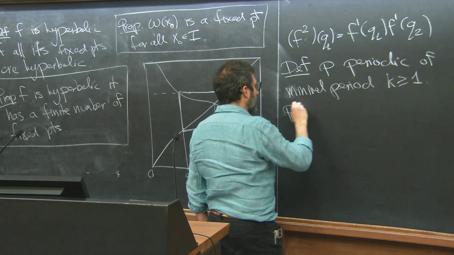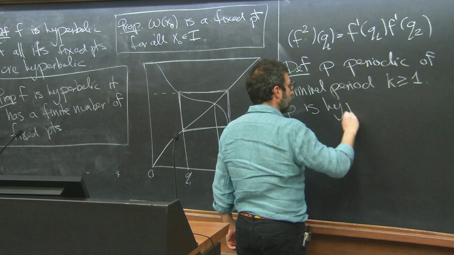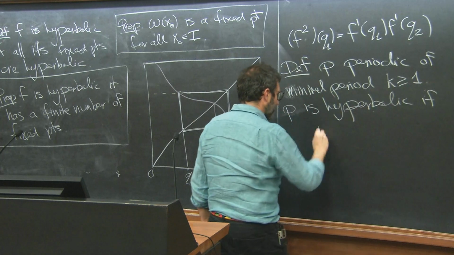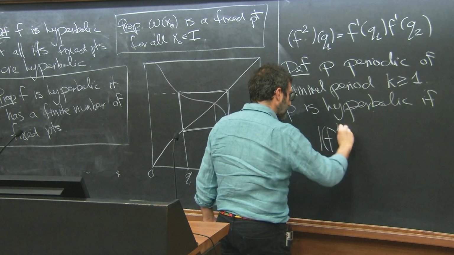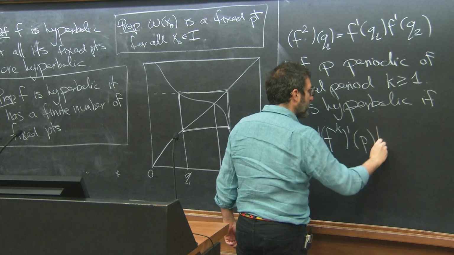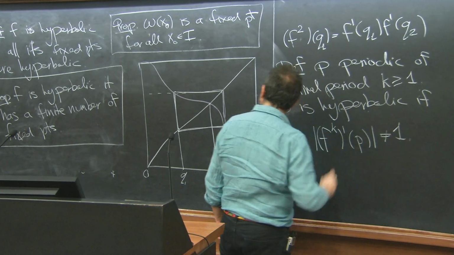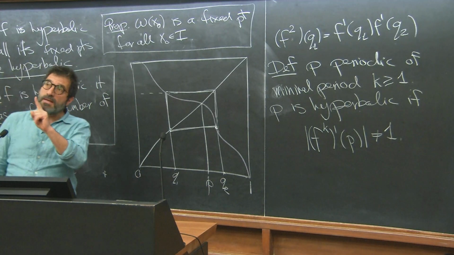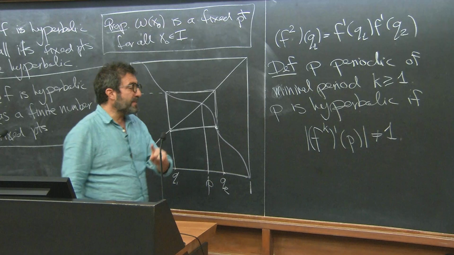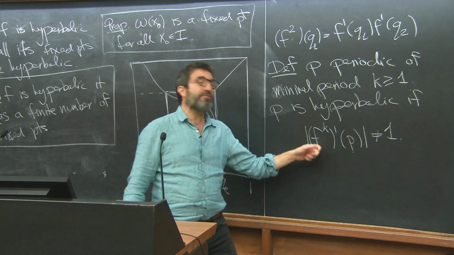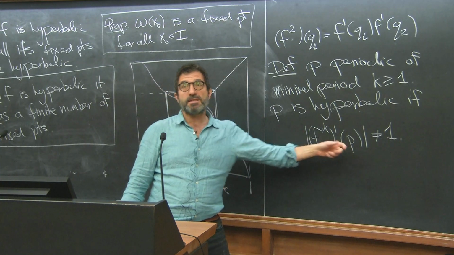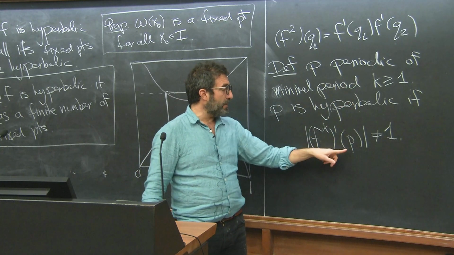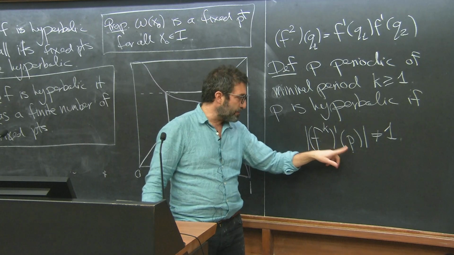So we say that P is hyperbolic if F^k prime of P is different from 1. So in other words, it's hyperbolic if it is hyperbolic as a fixed point of F^k. This coincides with the definition. So if P is periodic of period K, then it's a fixed point for F^k.